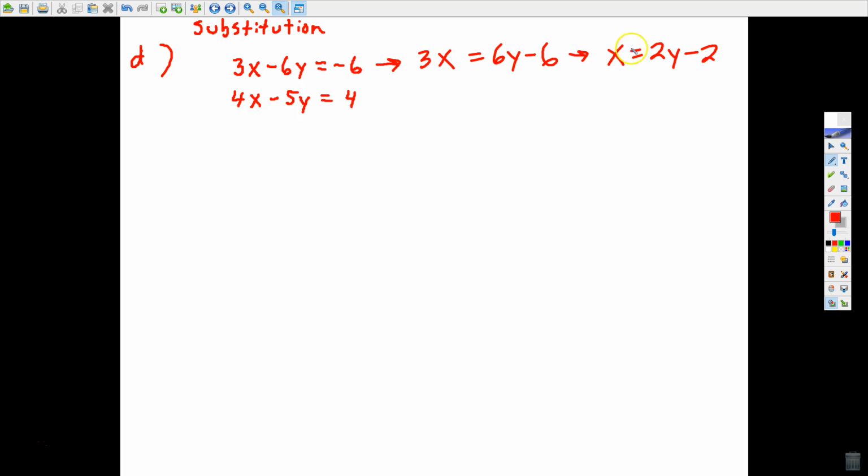Okay, so I've solved for x, and once again, I know I'm repeating myself, but substitution says solve for a variable, and then replace that variable in the other equation. So we're going to replace x in the other equation with 2y minus 2.